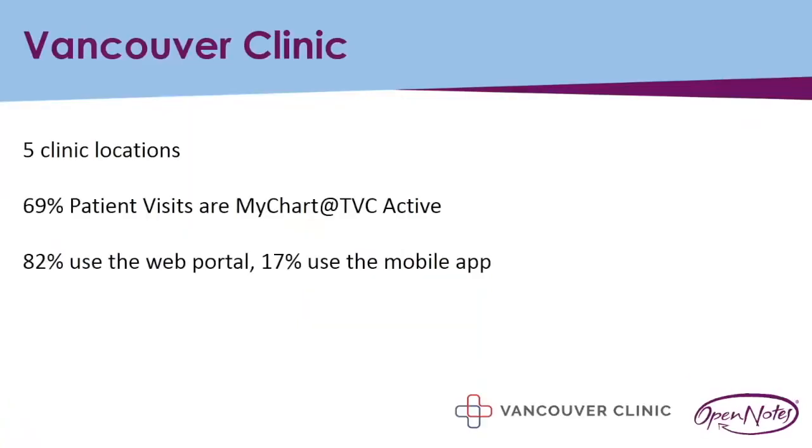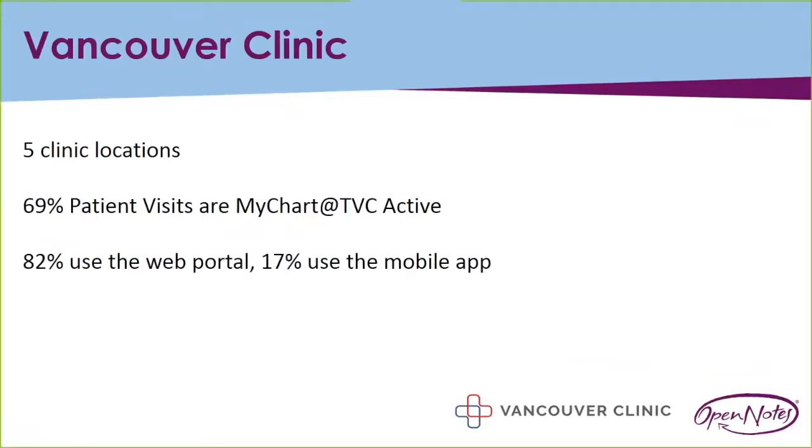As a little bit of background, we're an ambulatory organization in Vancouver, Washington, so we're not in Canada. We are ambulatory, and we have an ambulatory surgery center, but we're not a hospital facility. We have about 250 provider FTEs and 5 clinic locations. You can see that we have a high portal uptake: 69% of our patient visits are with patients who have an active portal.